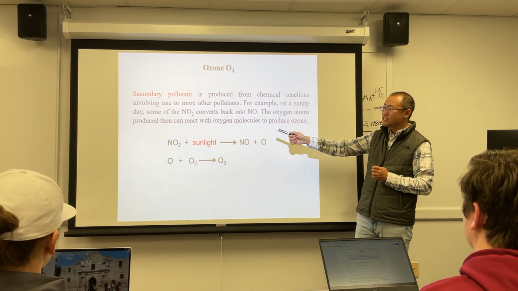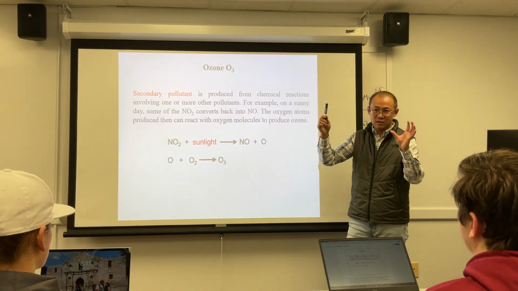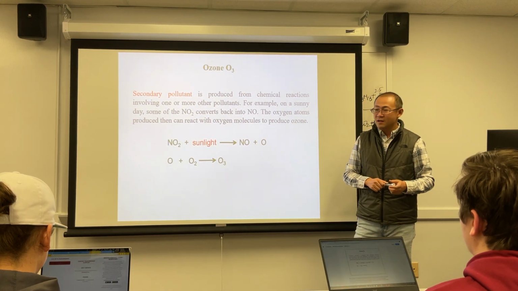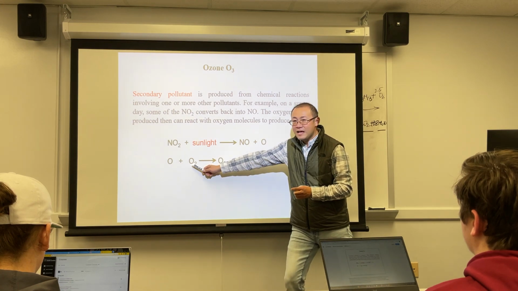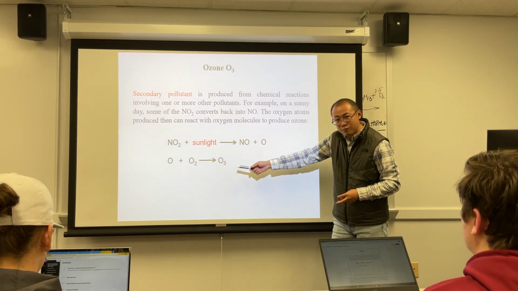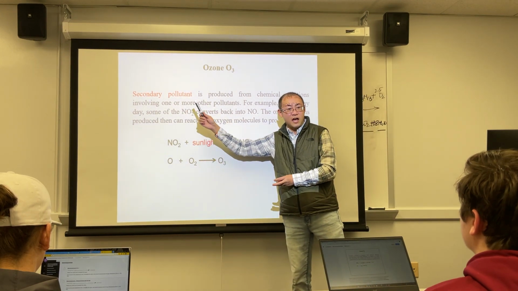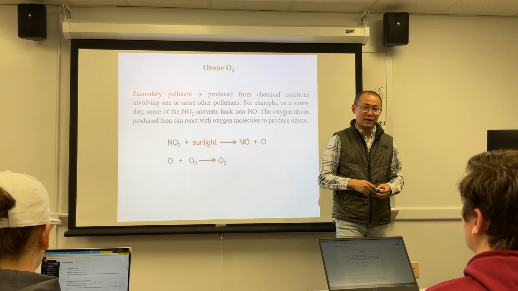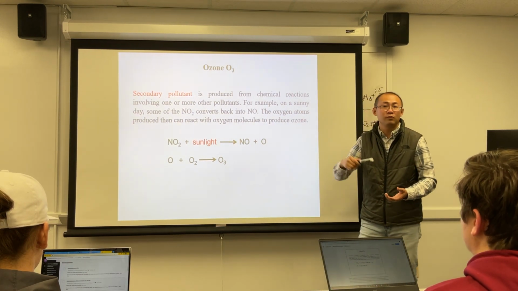Under strong sunlight, nitrogen dioxide will decompose into nitrogen monoxide and an active oxygen atom. The oxygen atom will be captured very fast by an oxygen molecule to give ozone. Because of these two reactions, the formation of ozone is because of what? Because of this pollutant, nitrogen oxide. We call ozone a secondary pollutant. Why secondary? Because it's not formed directly. It is formed because of the other pollutant.